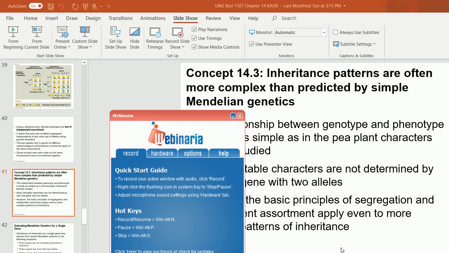Let's discuss chapter number 14, part 2. And in this part, I'm going to discuss the non-Mendelian genetics. So in part 1, we discussed the Mendelian genetics. Now we're going to talk about the non-Mendelian genetics.